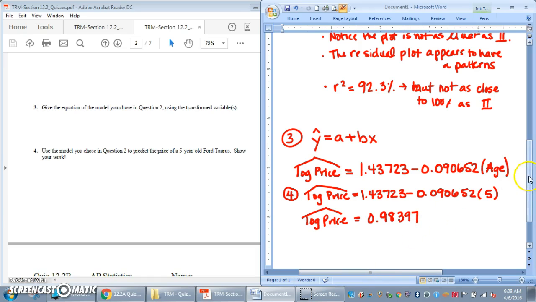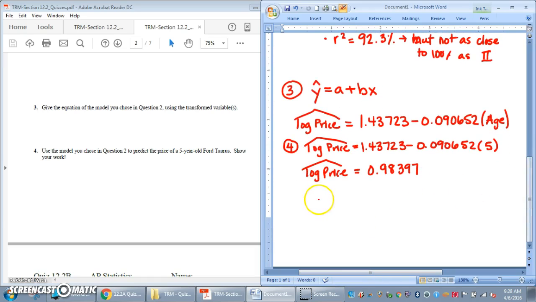0.98397. And then here is a review from pre-calc or transition to college. We need to get rid of a log to figure out our price. The way that you get rid of a log is you do the inverse. The inverse of a log is to take 10 and raise it to the power of both sides. What that does is it crosses out your log so that you're just left with price equals 10 to this exponent. And then you just plug that into your calculator. You actually get 9.638.